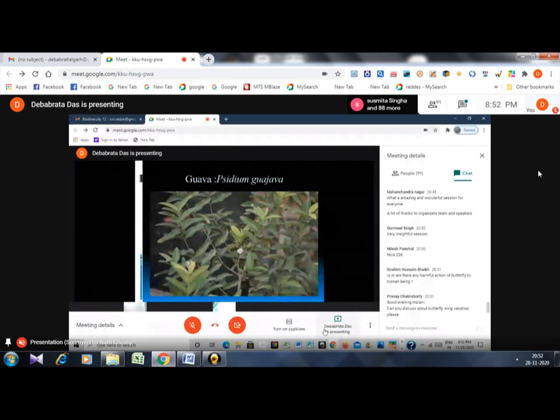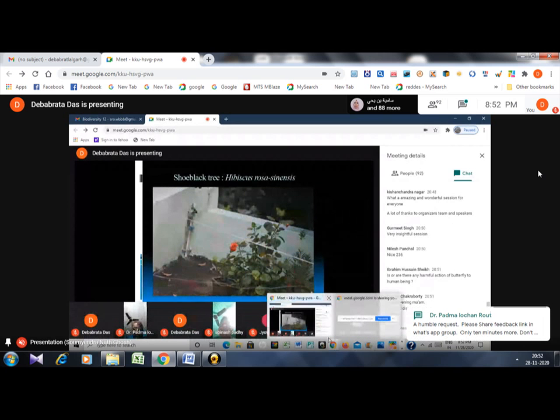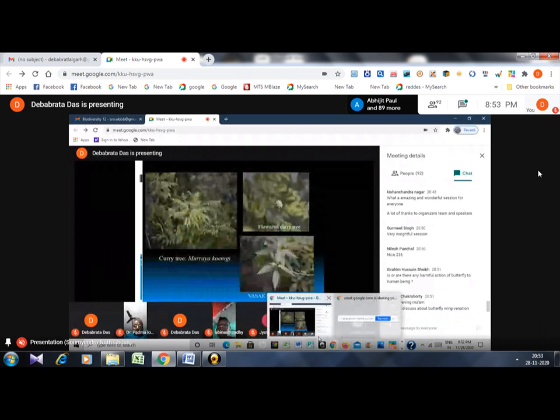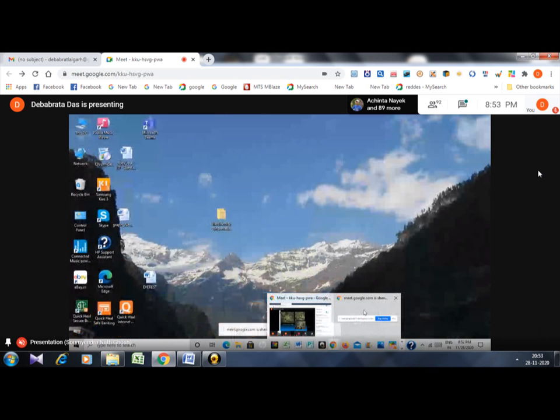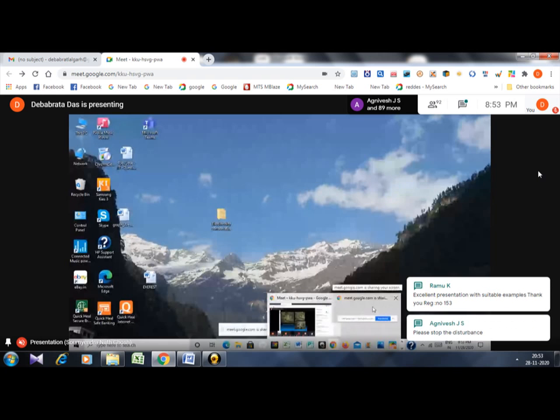Then we have the shoe flower, Hibiscus rosa-sinensis. It is a flowering tree. Many butterflies also sit here. Then curry tree, Murraya koenigii. This plant is very important for common Mormon and lime butterfly. I have seen many butterflies, and I have also seen them feeding on the nectar of the flower of Murraya koenigii.